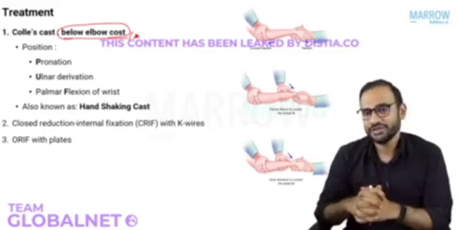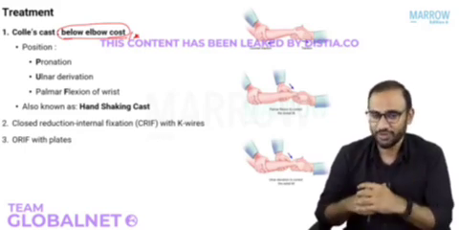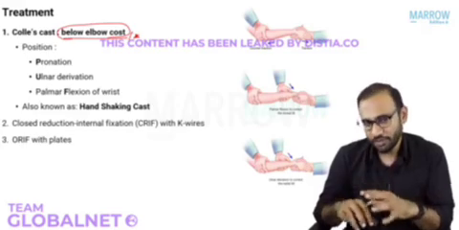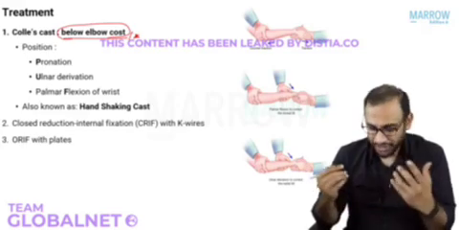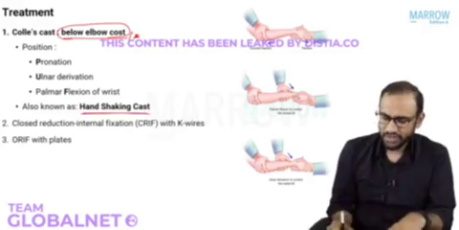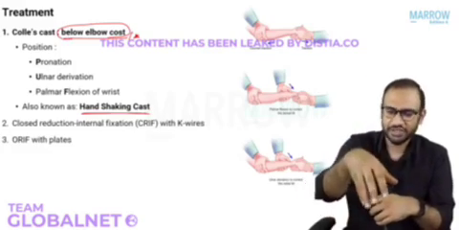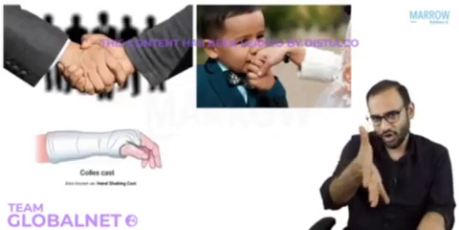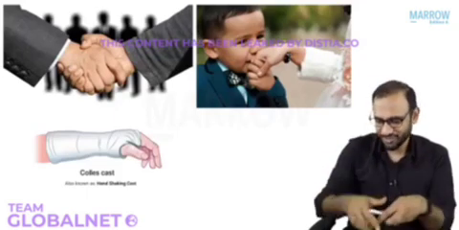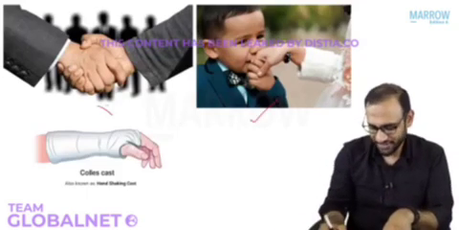Here, you're not going to immobilize the joint above because I'll talk about it later. So the POP that you use is known as your handshaking cast, where the position of the cast is pronation, ulnar deviation, and flexion. So this is the handshaking position, not this handshaking position. It is this handshaking position actually.